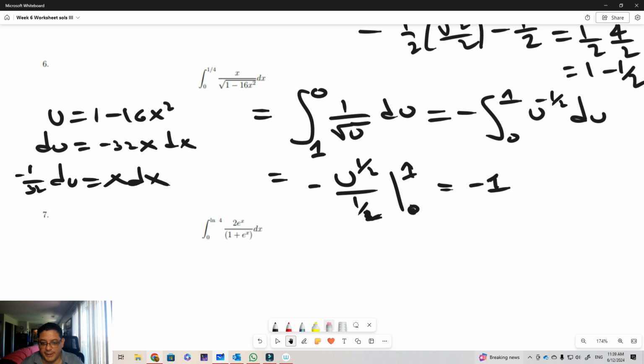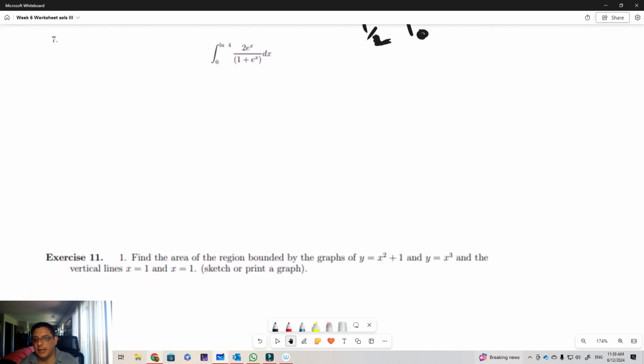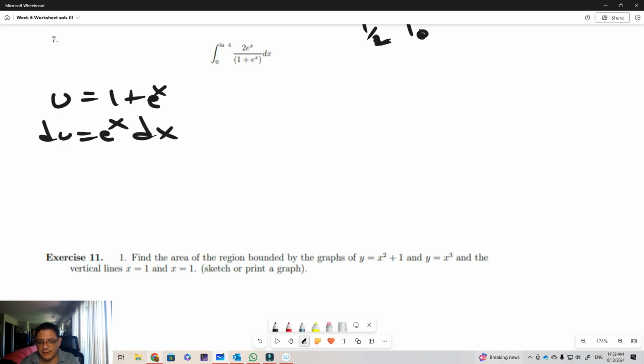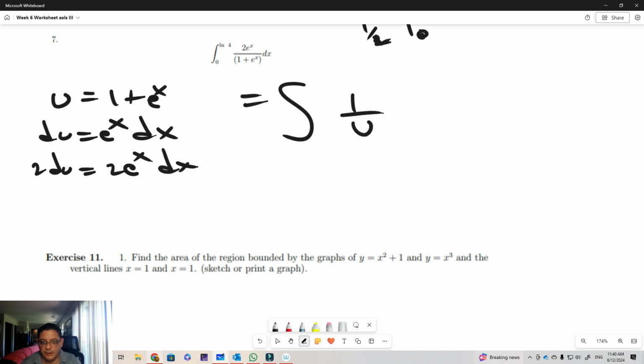Now, integral 7 is the integral from 0 to ln of 4 of 2 e to the x over 1 plus e to the x. So here again, the problem is the denominator being complicated, so we're going to pick that as the substitution. u is equal to 1 plus e to the x. The du is of course going to be e to the x dx, but because we have a 2 here, we're going to multiply by 2. This then is going to transform into 1 over u, 2 du. So we're going to put the 2 outside.